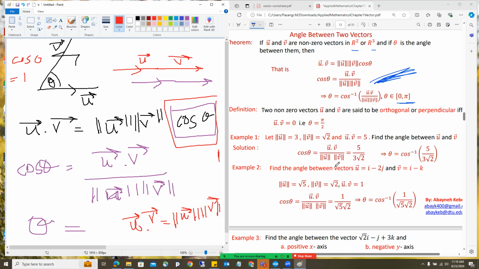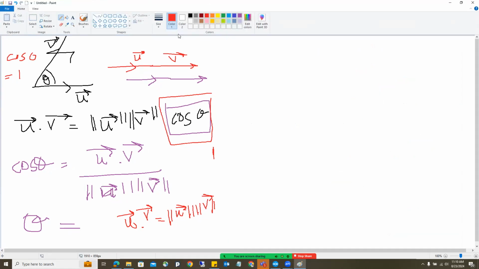So if we move to the next definition: two non-zero vectors u and v are said to be orthogonal or perpendicular. Tell me this: if these two vectors are orthogonal or perpendicular, what will happen then? If we draw this, here we have the vector u, here we have the vector v.